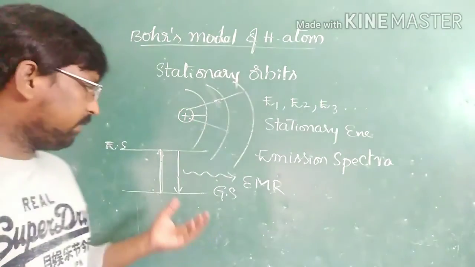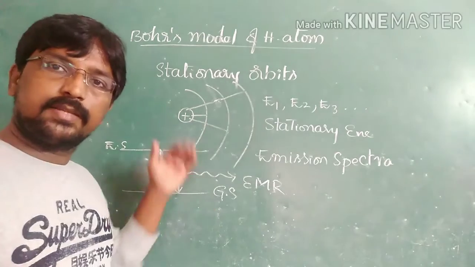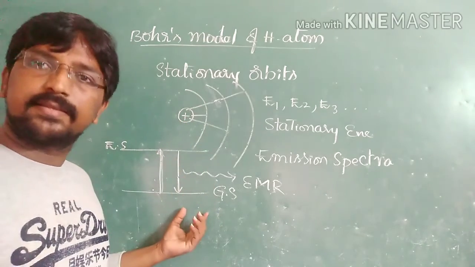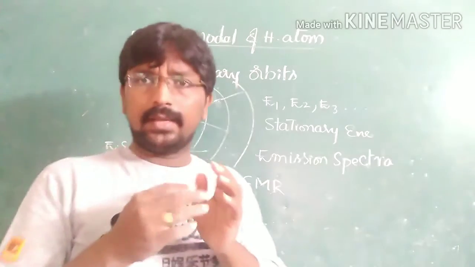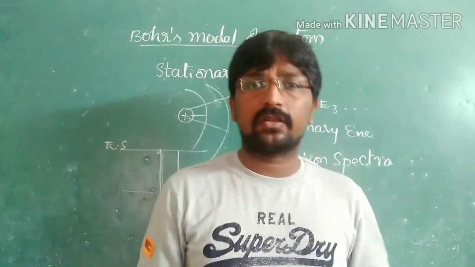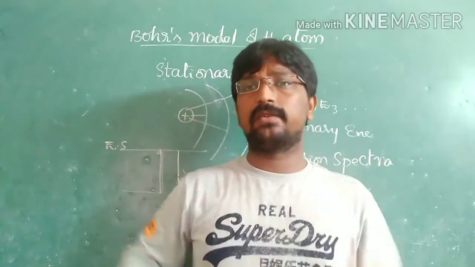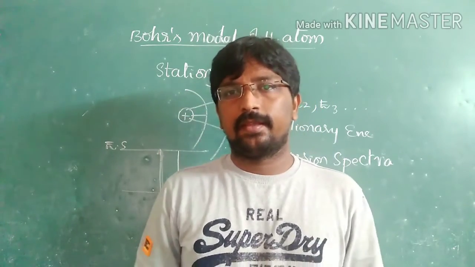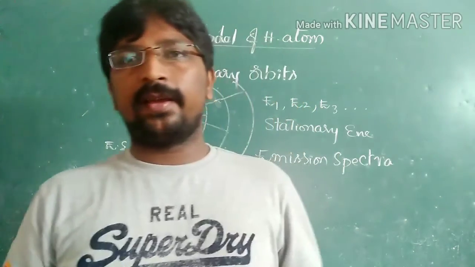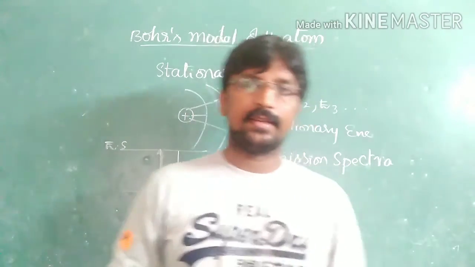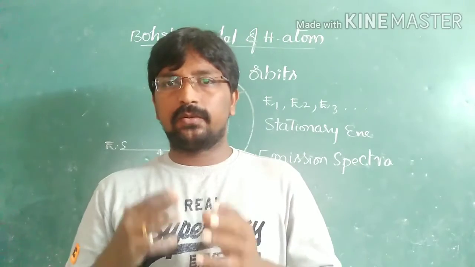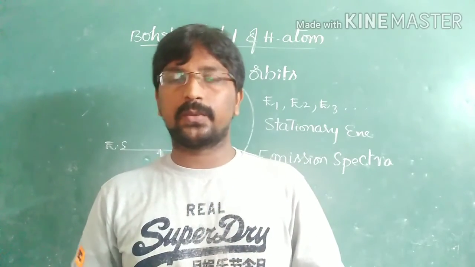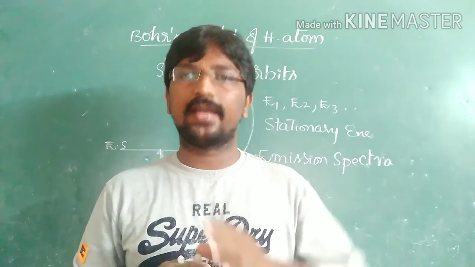When an electron jumps from a lower energy level to a higher energy level, it gains energy, it absorbs the energy. It emits energy when the electron returns from the higher energy level to the lower energy level. In this way Bohr's model explained all the line spectra of the hydrogen atom. It is a successful model to explain the hydrogen line spectrum.